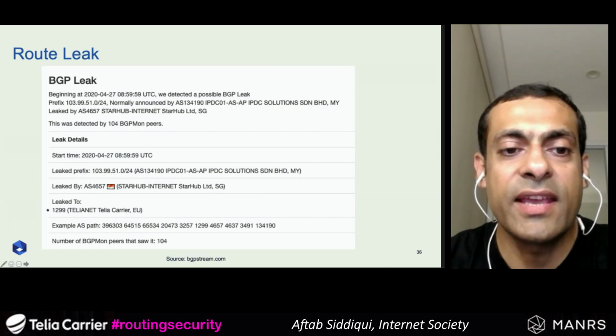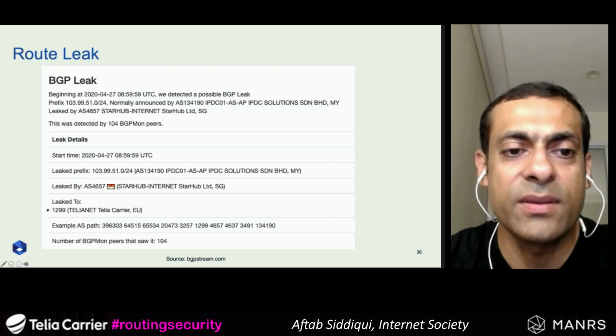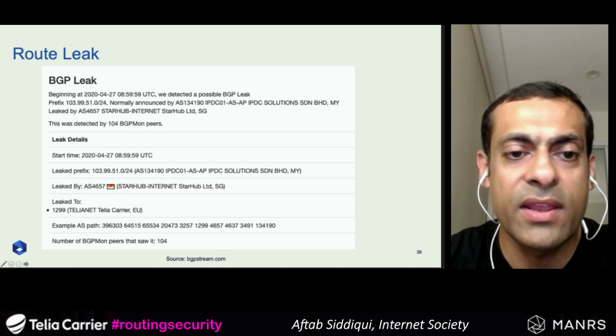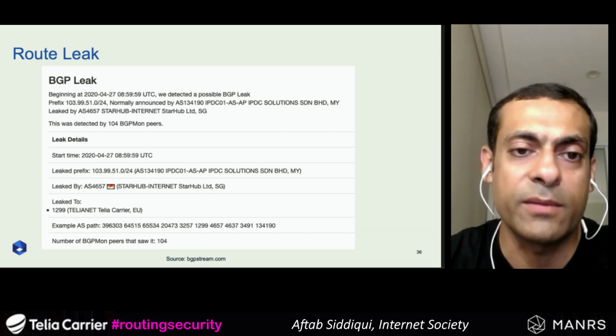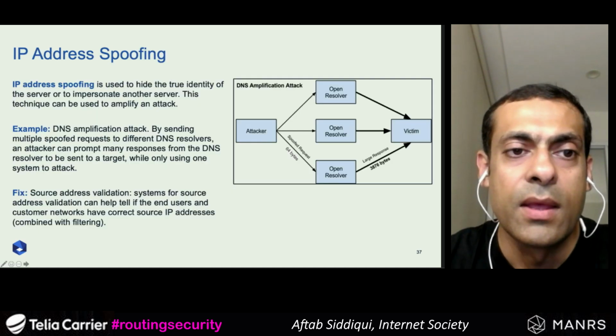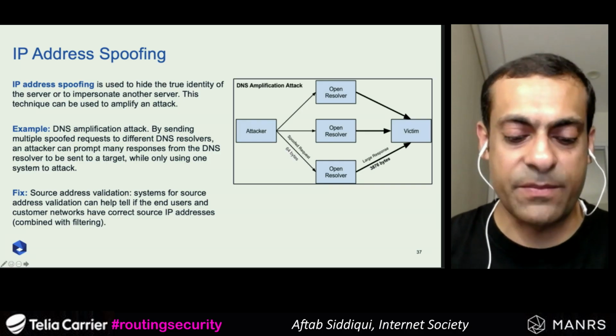Again, this is an example of a BGP leak, but it's from last year. It was supposed to be announced from AS 134190, but it ended up taking a route which was suboptimal. Now, IP address spoofing. As I said, it has nothing to do with BGP.